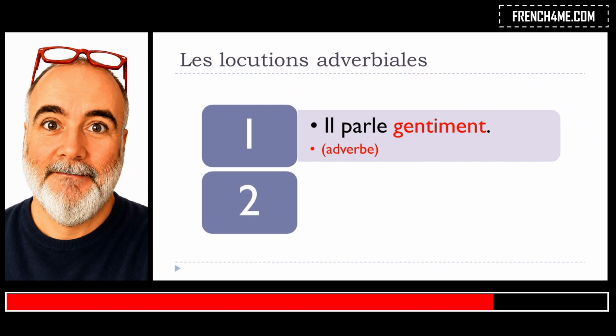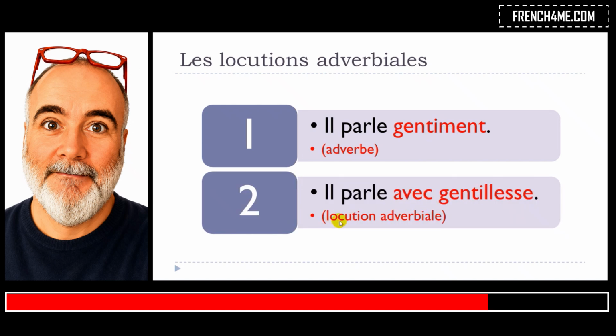Okay, or then it would be possible also to use what we call locution adverbiale, to get exactly the same meaning, but in that case you will use une locution, so a group of words. Okay, and these words are not adverbs, but they will have the same function and the result will be the same. Il parle avec, so avec, with, and then gentillesse, kindness, avec gentillesse. Il parle avec gentillesse. So this avec gentillesse, this is exactly what we call locution adverbiale.